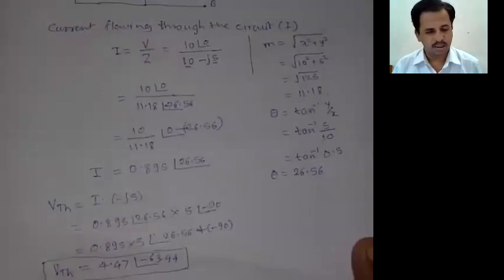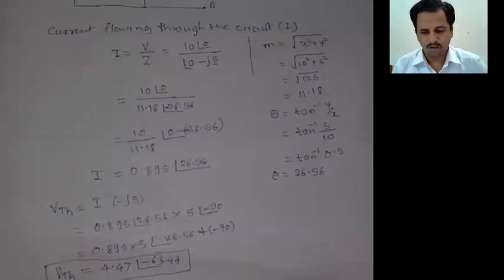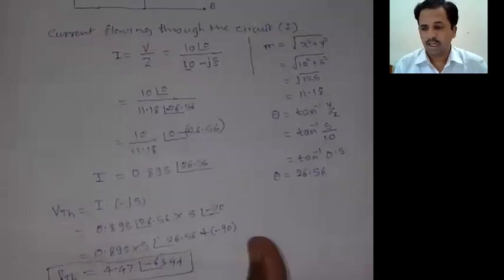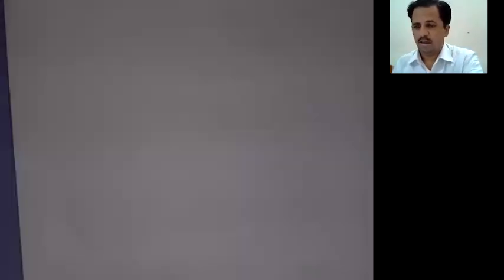Now, step two, we have to obtain the Thevenin equivalent resistance for this case. Now, how is it obtained? We have to initially use step two. What is step two? Here it is the step two.